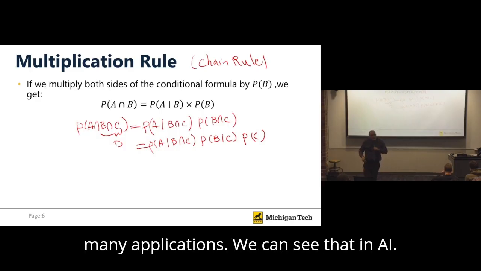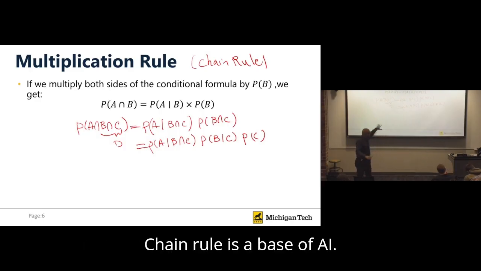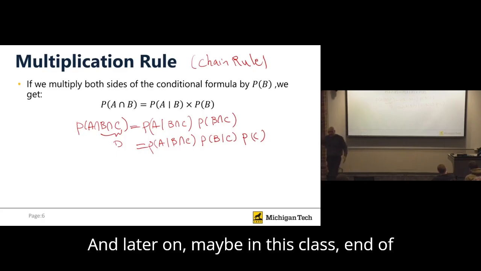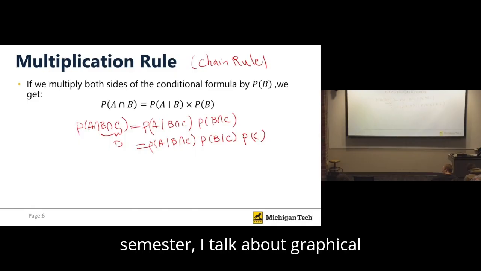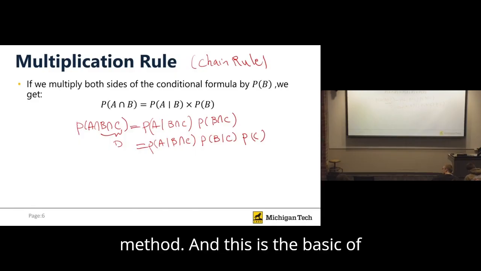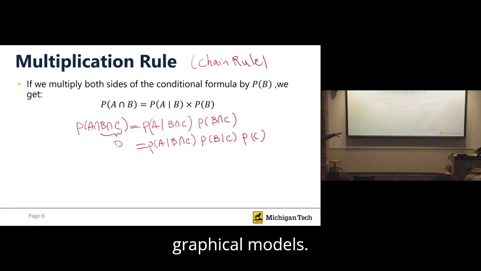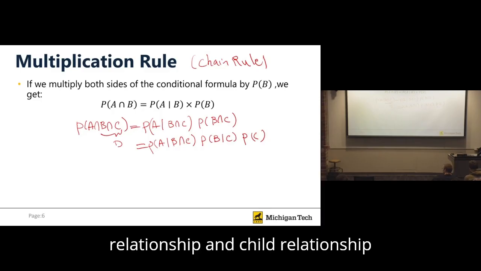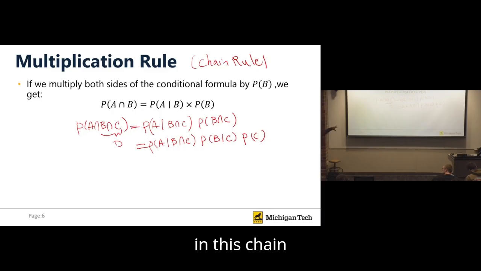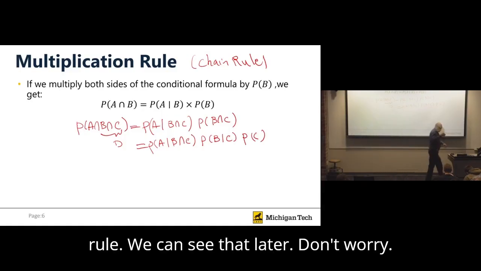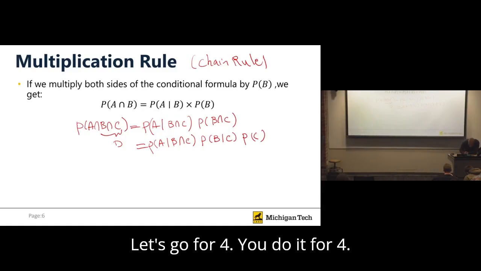It has so many applications. We can see that in AI. Chain rule is the base of AI. And later on, maybe at the end of the semester, I'll talk about graphical methods, and this is the basis of graphical models. You can consider parent relationships and child relationships in this chain rule. We can see that later. Don't worry.